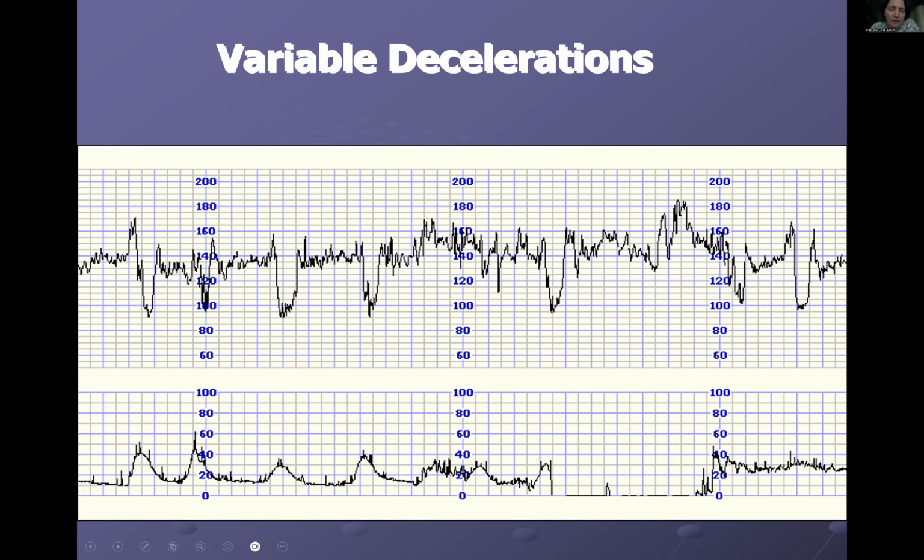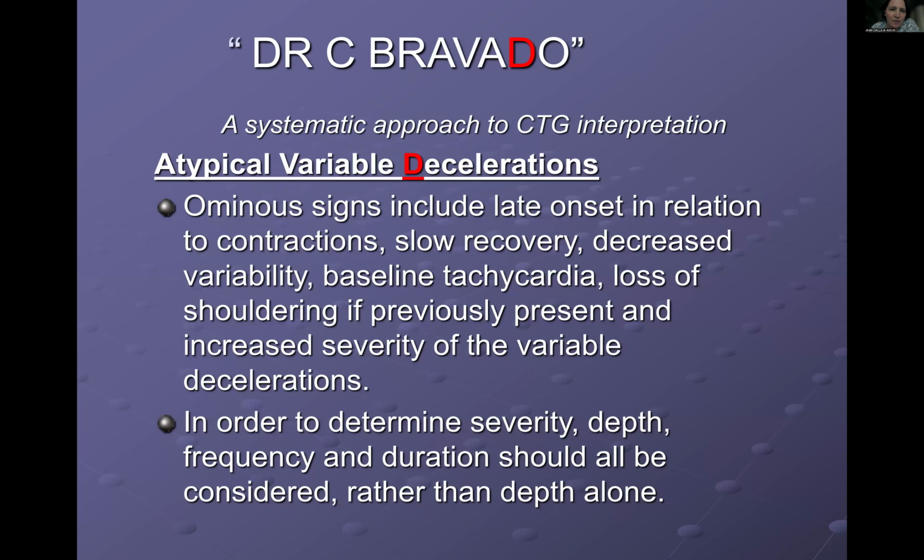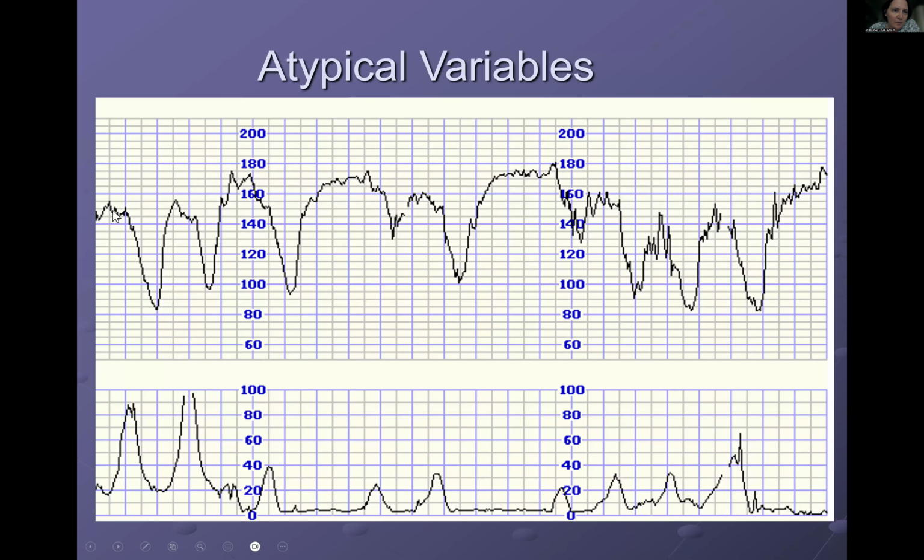All right, then there are some variable decelerations which are atypical variable decelerations, and these mean that all of them are late, they have a late onset, they're taking long to recover, and they're accompanied by decreased variability and baseline tachycardia. And if maybe there was some shouldering before, you start losing the shouldering. So in that case, something like this, for example, as you can see the contractions over here, and for example this deceleration, there's no shouldering. The baseline is here, no shouldering.